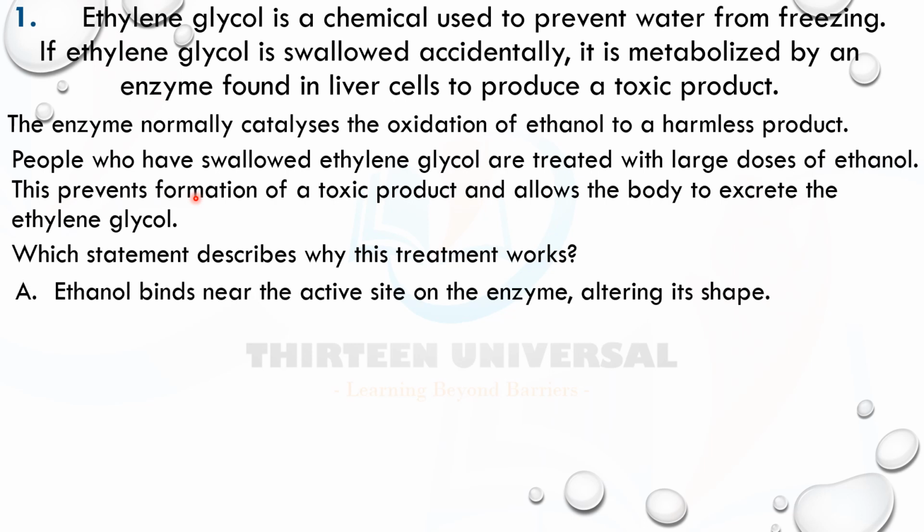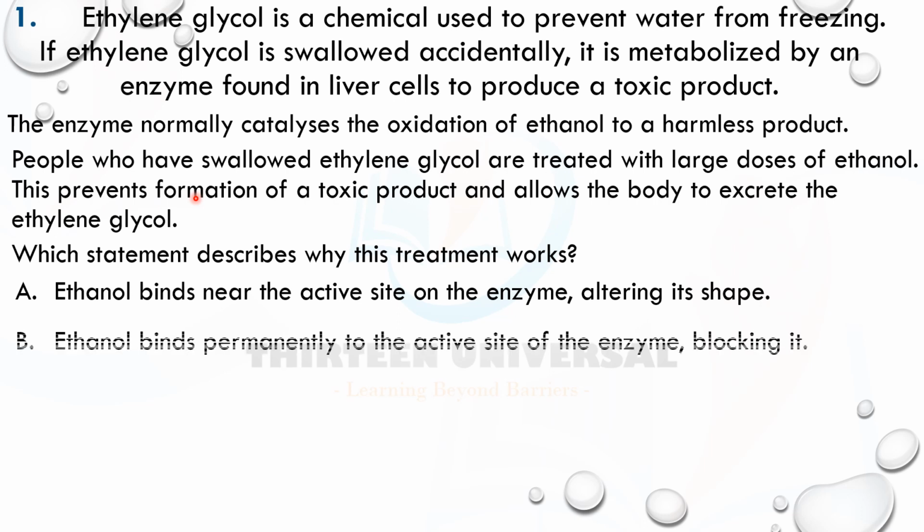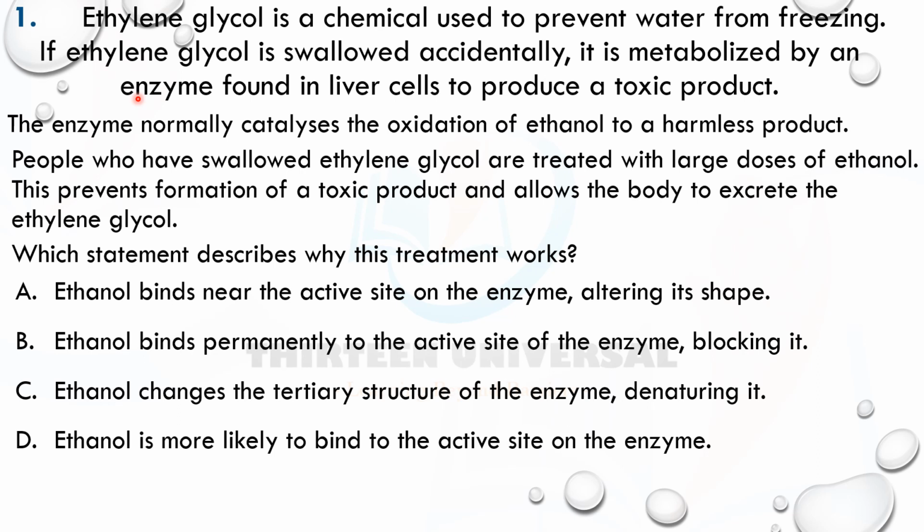Number one, ethanol binds near the active site on the enzyme, altering its shape. So let's look at the options. If you check this question very well, ethylene glycol is swallowed accidentally and metabolized by an enzyme found in liver cells to produce a toxic product. Then it says the enzyme normally catalyzes the oxidation of ethanol to a harmless product. So this actual substrate is ethanol, right? That is the enzyme that metabolizes ethylene glycol to a toxic product.